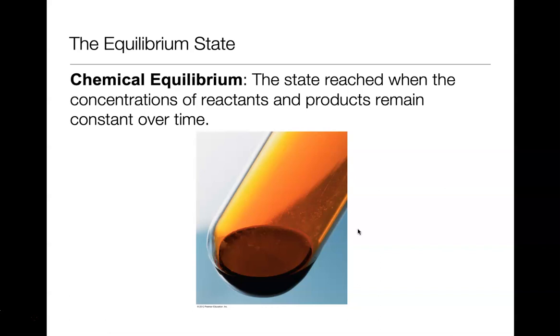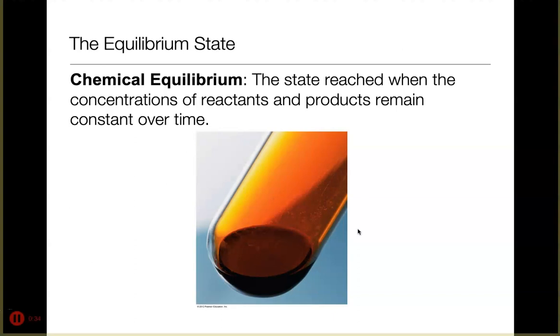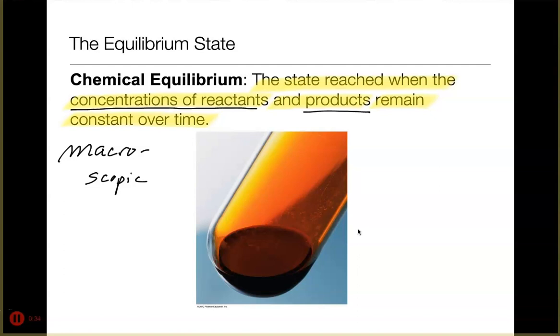So let's start how we usually start most chapters, by defining what the title of the chapter means. So we're looking at chemical equilibrium. This is going to be the state reached when the concentrations of reactants and the products remain constant over time. So that's going to be our macroscopic view. Macroscopic, if we remember, means large scale. So over time, if we're just monitoring concentration, the concentrations of reactants and products will remain constant.